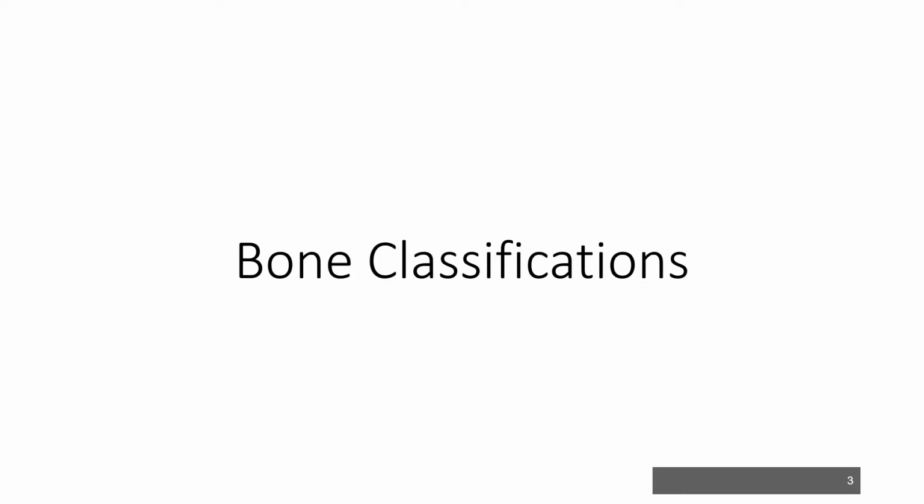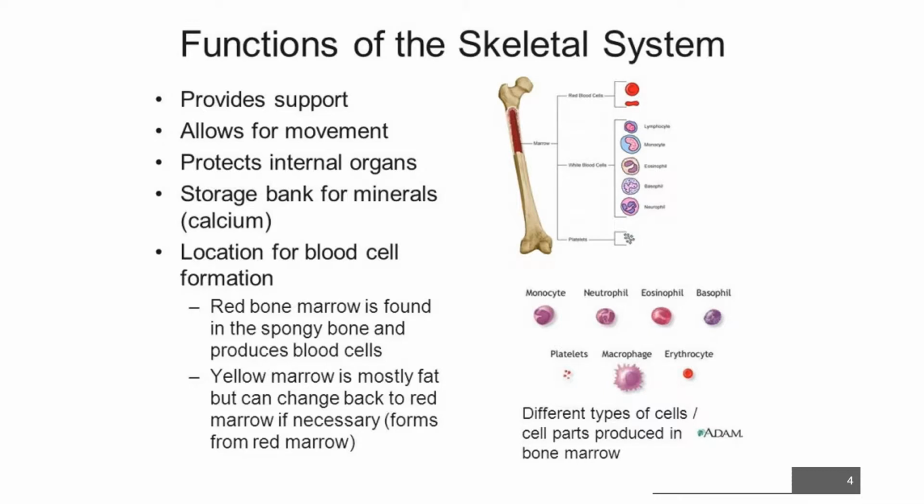Bone classifications. All right, so the function of the skeletal system, I think I mentioned it in the previous lecture, provides support, movement, protects internal organs, storage of minerals like calcium, and location for blood formation. We'll talk here a little bit more in depth about what's known as red bone marrow and yellow bone marrow. Red bone marrow is found in the spongy part of the bones, whereas the yellow is mostly fat, and that's found more in the shaft.